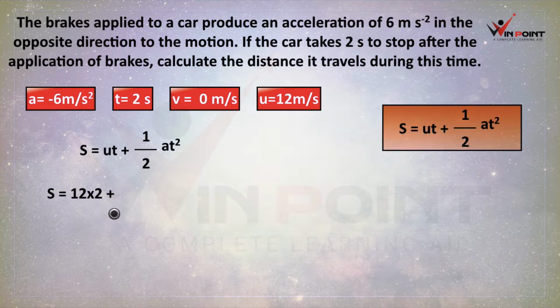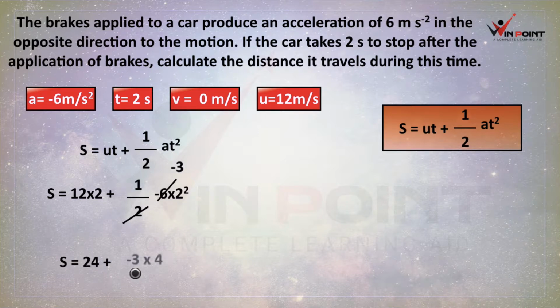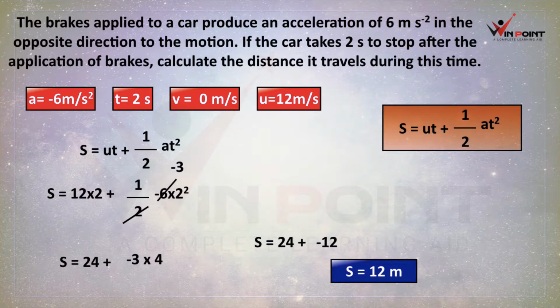Ut means 12 into 2 plus half into minus 6 into 2 square. Instead of A we are using minus 6. Instead of T we are using 2 and it will be 2 square. We can cancel this 2 and minus 6. It will be minus 3. 12 into 2 is 24 plus minus 3 into 4. 2 square is 4. 24 plus minus 12. Minus 3 into 4 is minus 12, and if we are adding this we will get 12 meter. The distance traveled during this time is 12 meter.